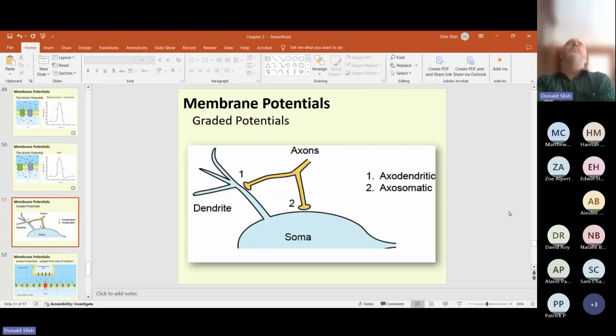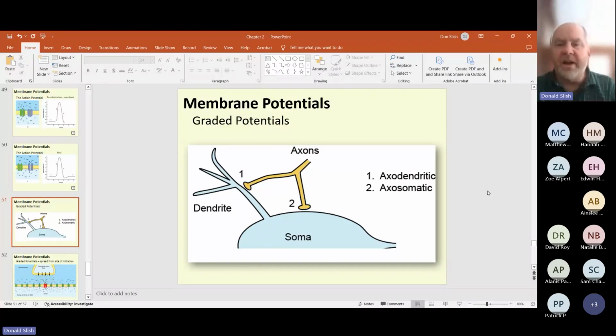Okay, so that's one type of potential, which is your action potential. Once it starts, it propagates all the way down the axon. We'll talk about that in a minute. The other type of potential is the graded potential. The graded potential is what happens at synapses. So we're talking about axodendritic synapses, axosomatic. We're also talking about the neuromuscular junction, which came up last week.